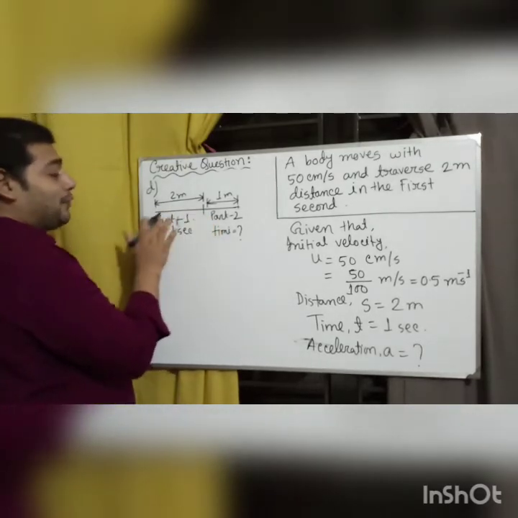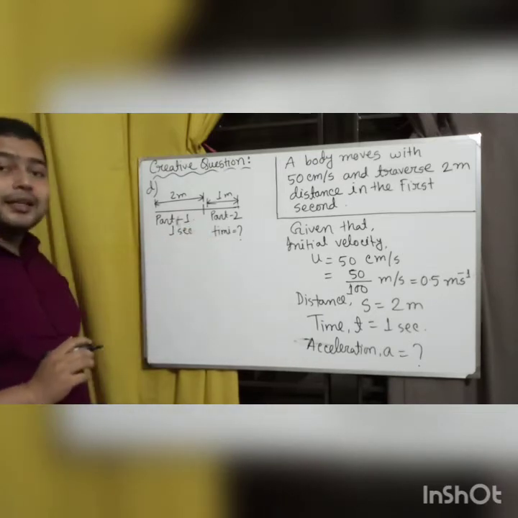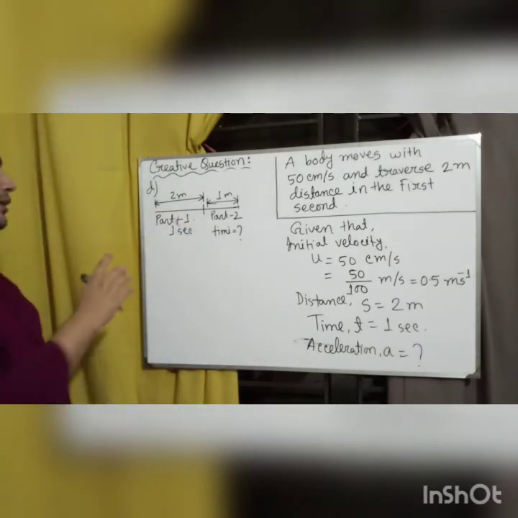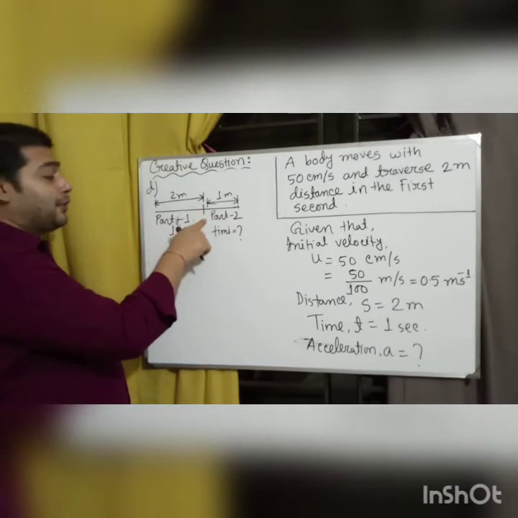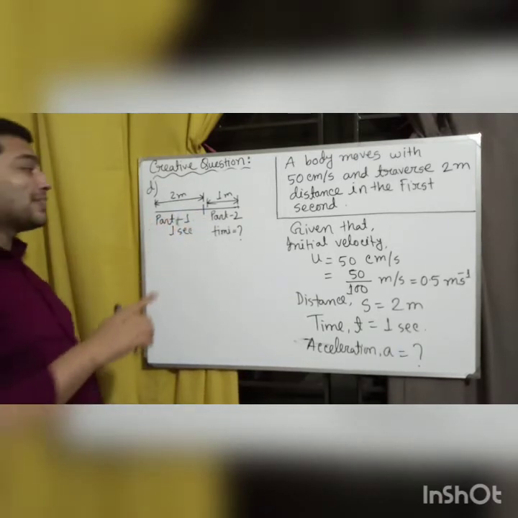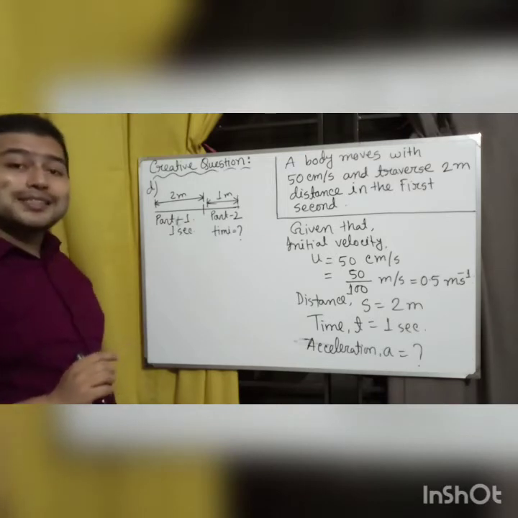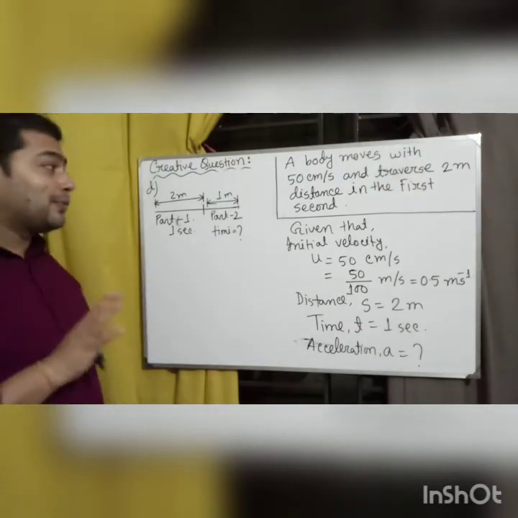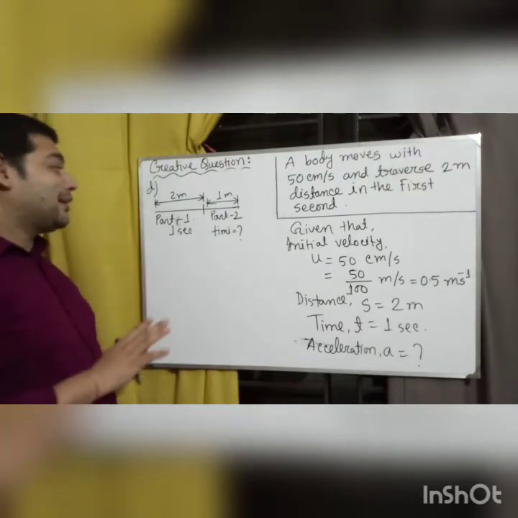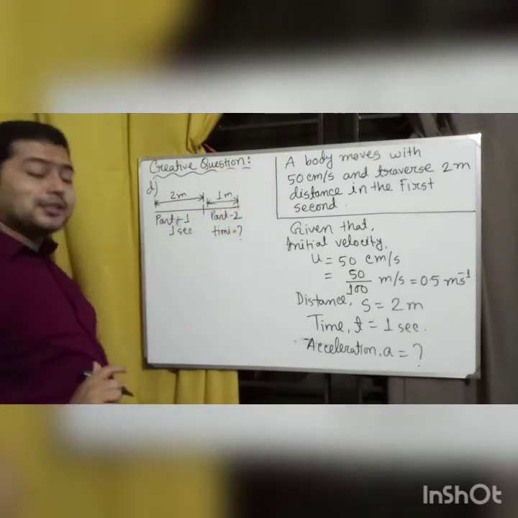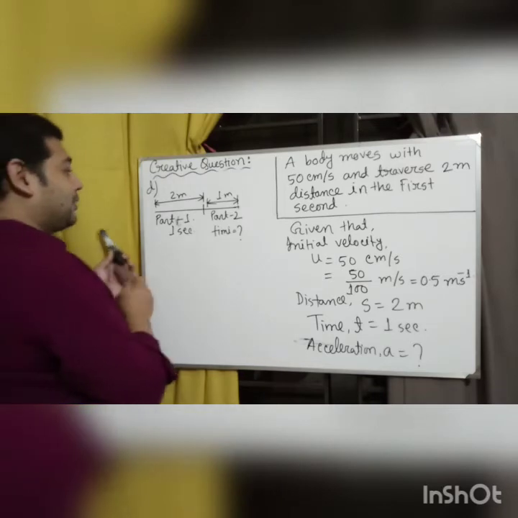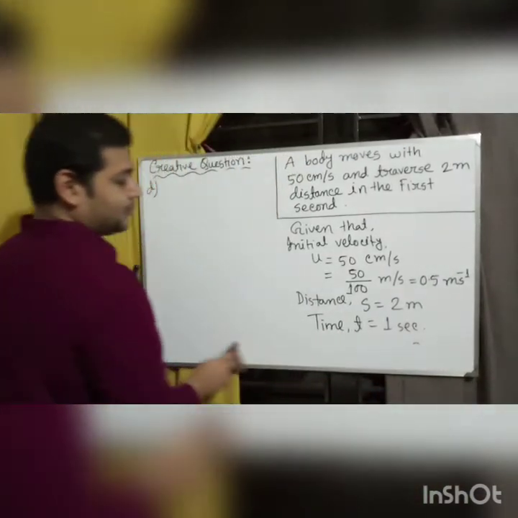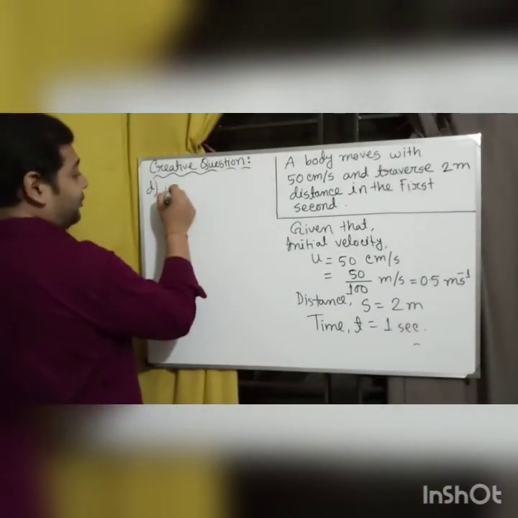So from this figure you see that the final velocity of the first part is considered as the initial velocity for the second part. Here the final velocity for the first part will be considered as the initial velocity for the second part. So for solving this problem, first of all we need to determine the final velocity of the first part.